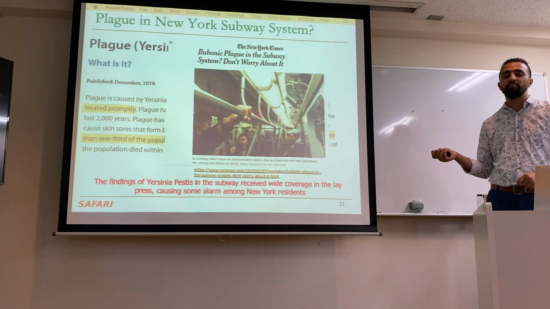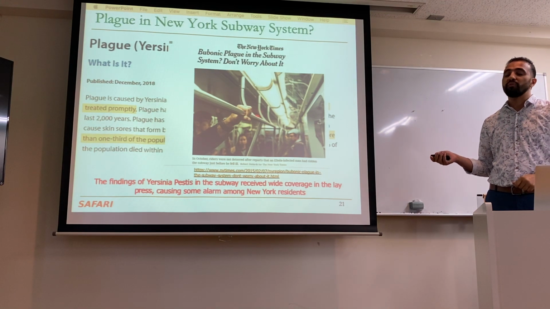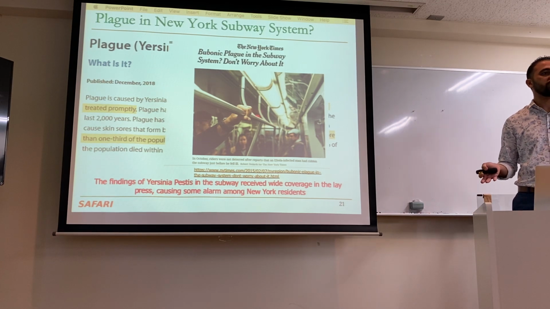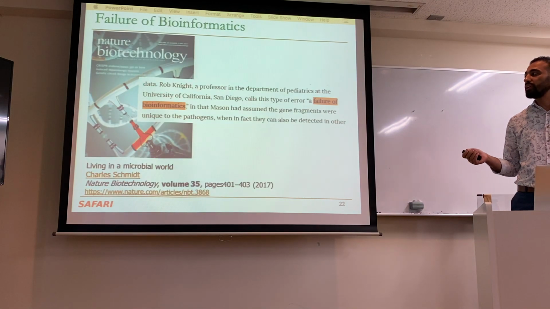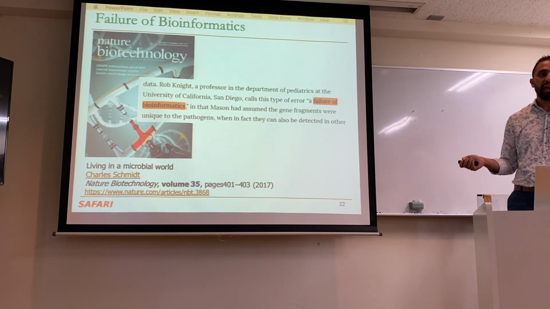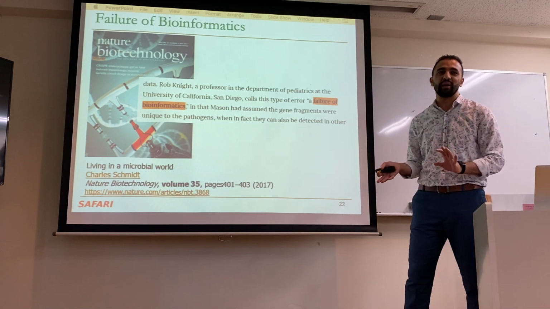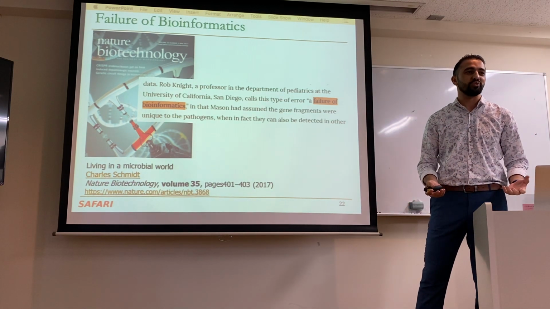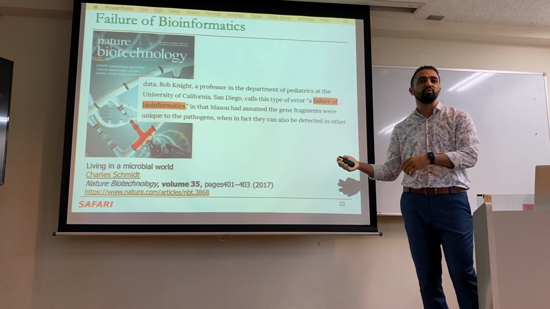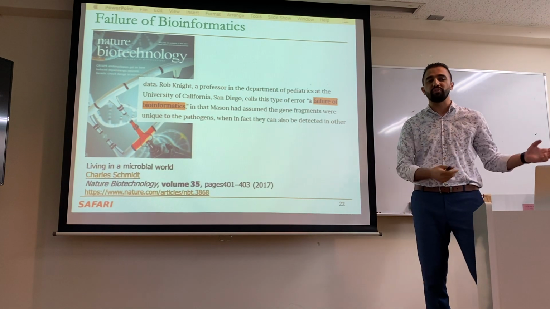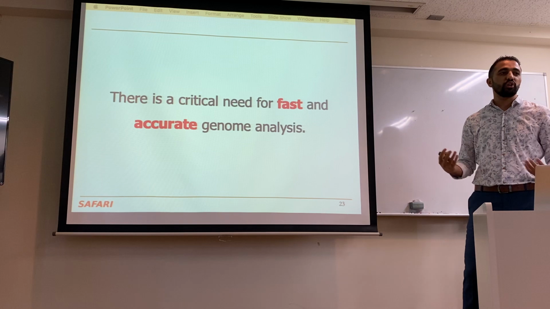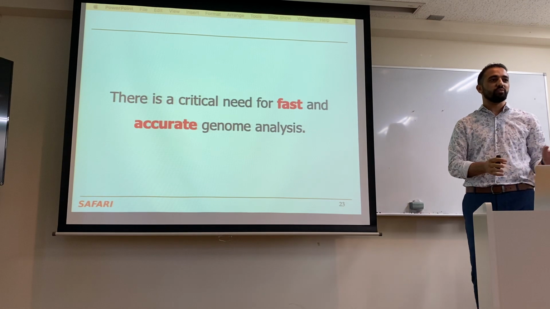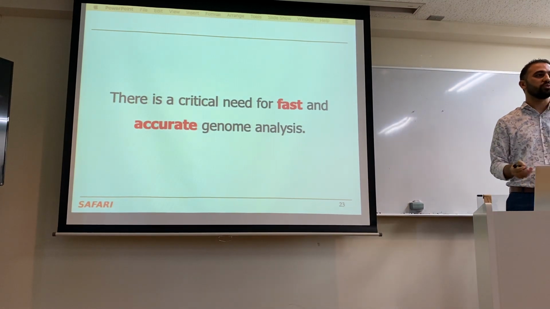This raised some alarm in the media at that time. However, when they further investigated, they found it was a false alarm, a false positive. Yersinia pestis wasn't there. Some people call this a failure of bioinformatics, and I totally disagree with this, because bioinformatics is doing really well. It's just a matter of choice: which tool did you use to do the read mapping, for example, or to do the analysis of these samples compared to the reference genome? That shows you the critical need for fast, and not only fast but also accurate genome analysis. We need to not compromise the accuracy of genome analysis.